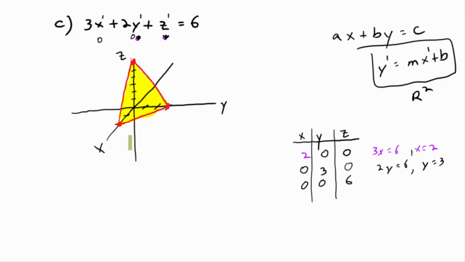Now, what do I mean by the first octant? Well, just like in R2, the axes break up the plane into 4 quadrants, the x, y, and z axes break up space into 8 octants. The first octant is the octant where all the coordinates are positive, right? So this plane segment is in the first octant.